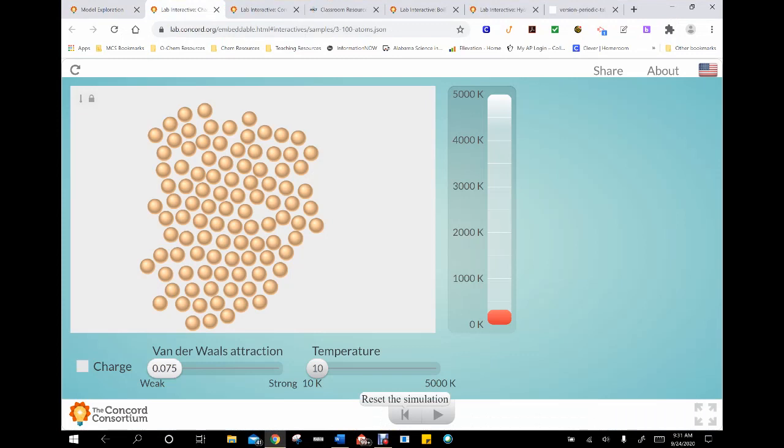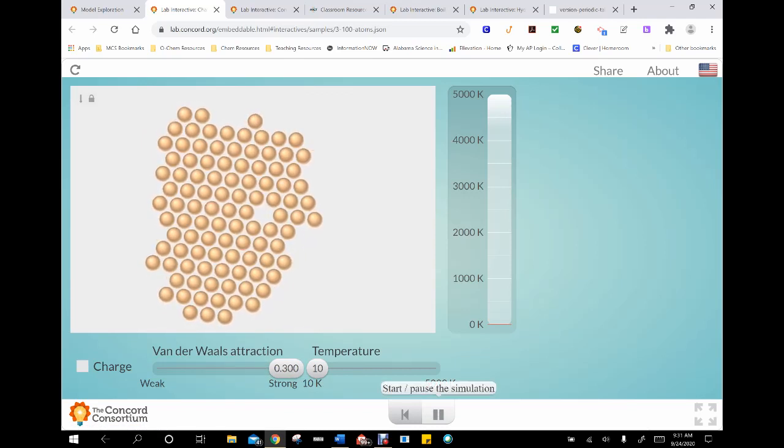All right, so here again, what we can control are the strength of attractions. But now we have a new button this time, which is going to allow us to manipulate the temperature. And so let's start out with some strong attractions. All right, so strong attractions, very similar to our solid state.